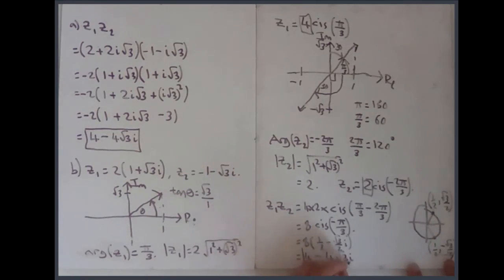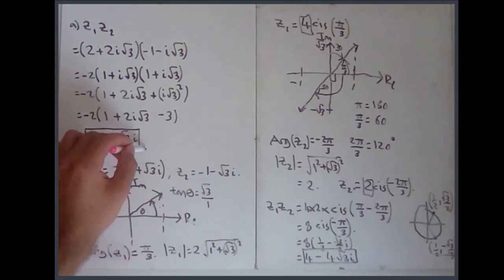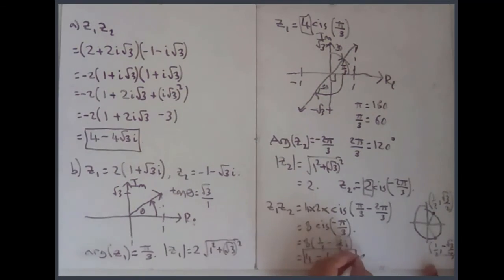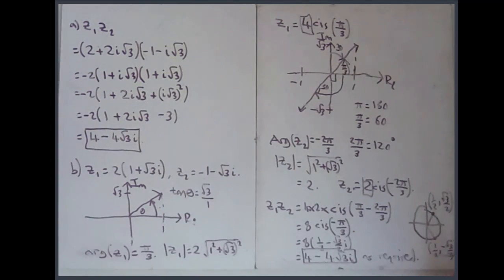Okay, and you can see that that is exactly the same as the result we had when we multiplied them using our Cartesian form, so we can just put as required. Because we were asked to verify that these two results are the same with the two different methods of multiplication.